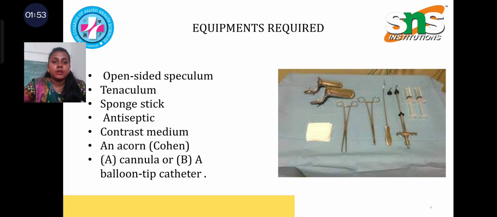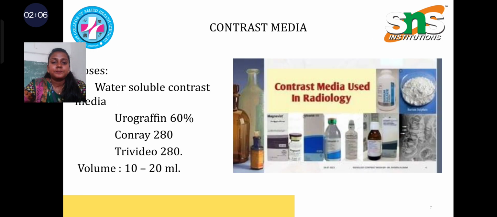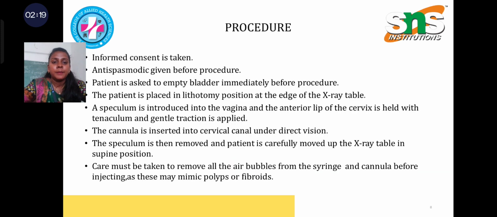Equipment required: open-sided speculum, tenaculum, sponge stick, antiseptic, contrast medium, and Acron Cohen cannula or balloon tip catheter. Contrast media: water soluble contrast media, Urografin 60%, Conray 280, Trivido 280. Volume should be 10 to 20 ml.